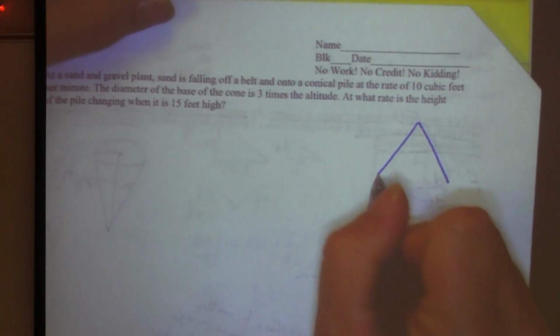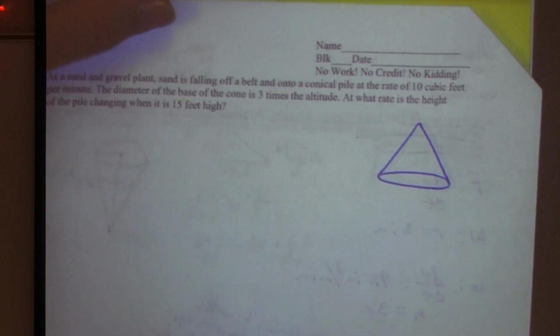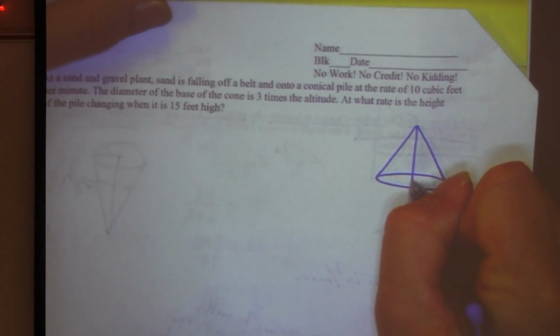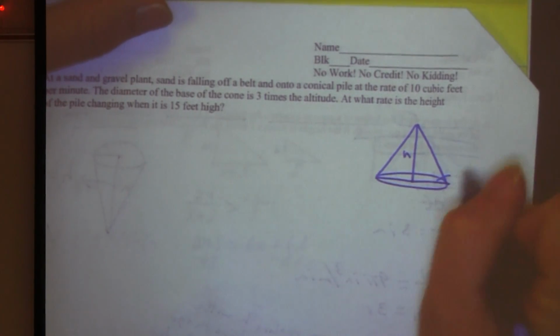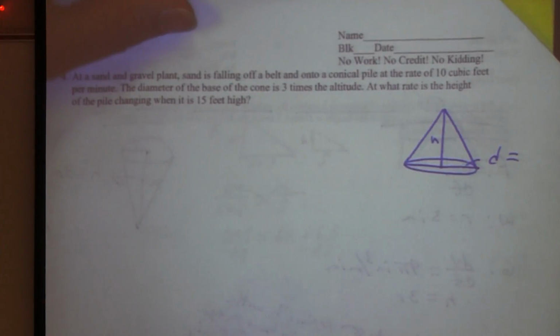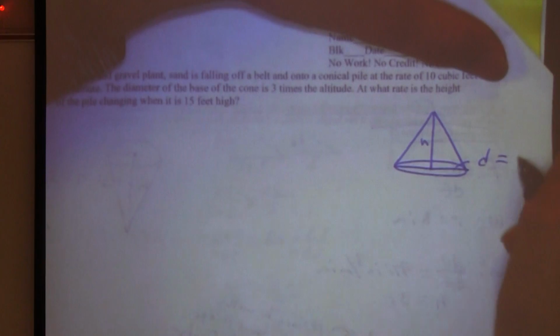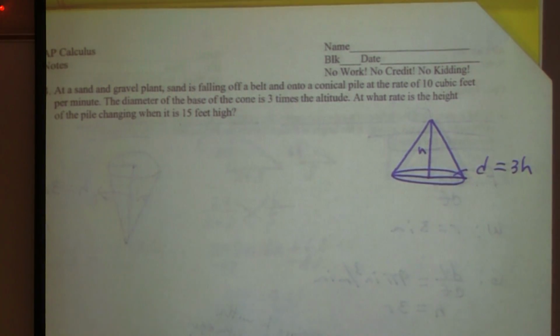Okay, so the conveyor belt is dropping the sand and it's forming a cone, and the cone should look like this, not the other way around, right? And they told us that this is the height, right? And then this is the diameter, right? So what did they tell us about the diameter? 3 times the altitude. What's the altitude? The height, right? The distance from the base to the highest point on the shape. Okay, so 3h. So if the diameter is 3h, what's the radius?